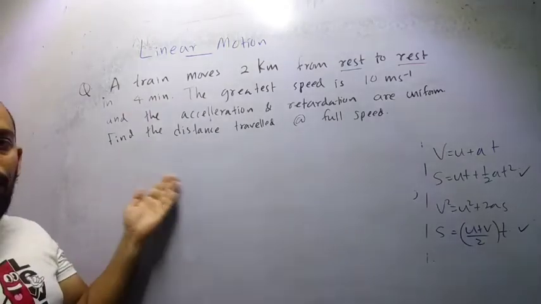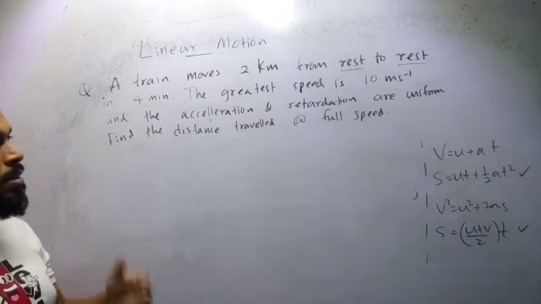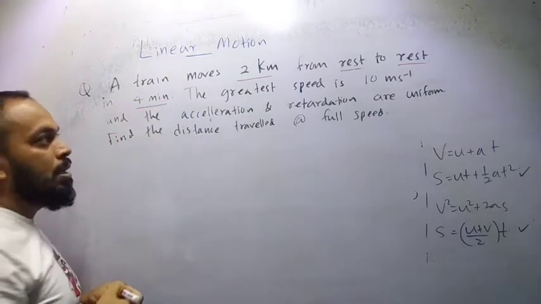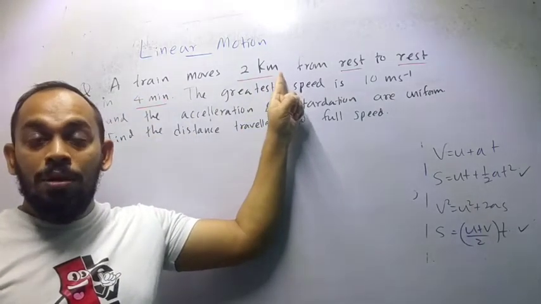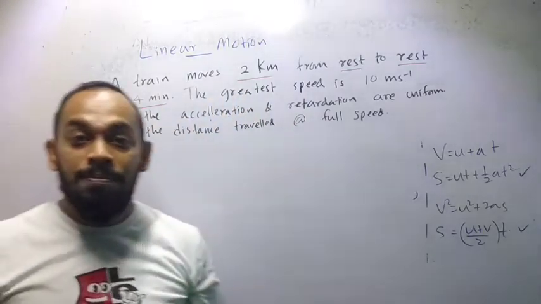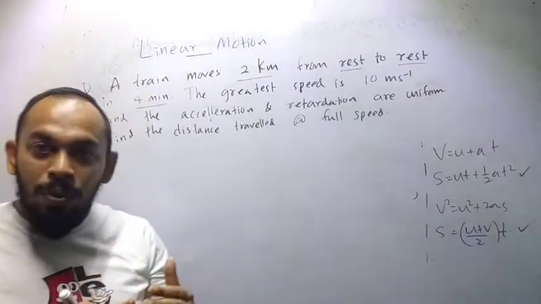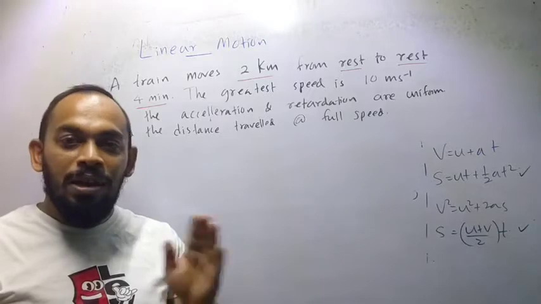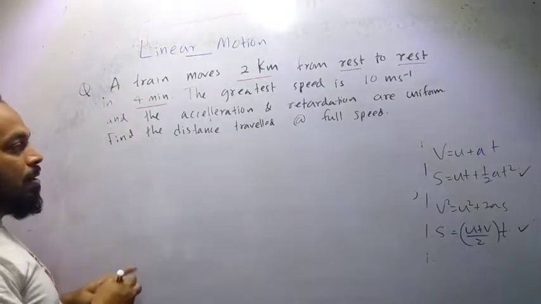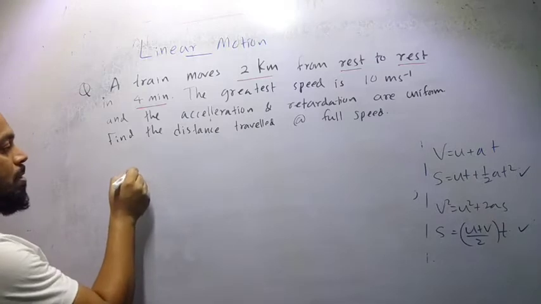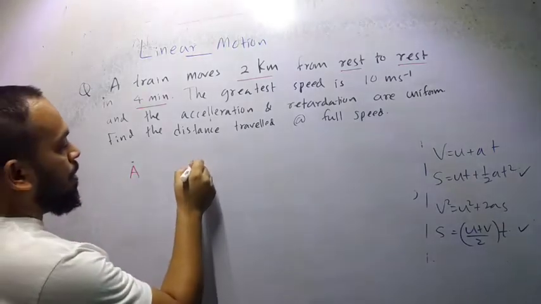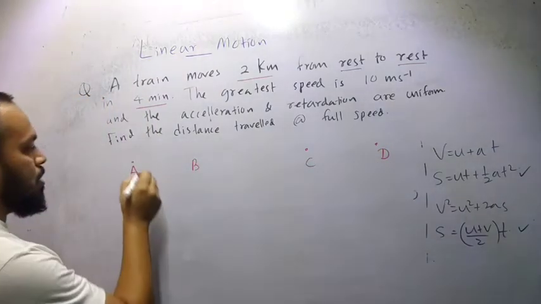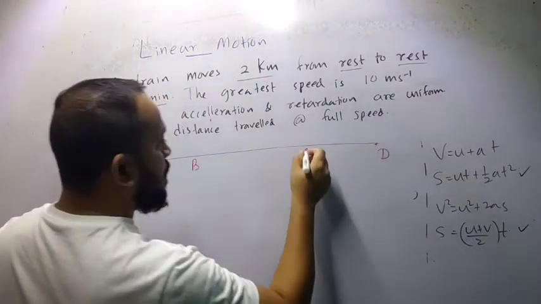So here also we have successive distances. But what is given? The given data is 2 kilometers and 4 minutes. This is total distance, and this is total time. So can we write equations for the complete motion from rest to rest? No, we can't, because we start at, let's say the station, A, then B, B to C, then D. This is our final station, right?